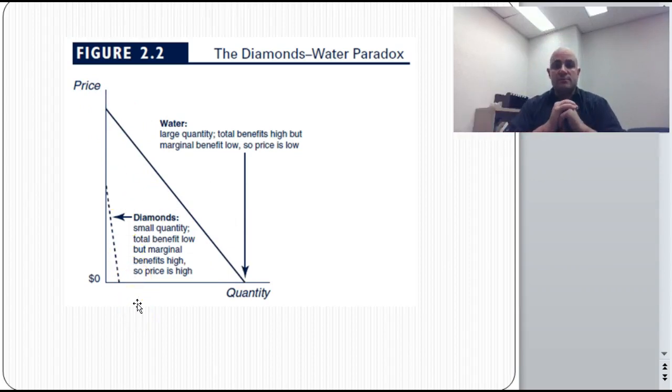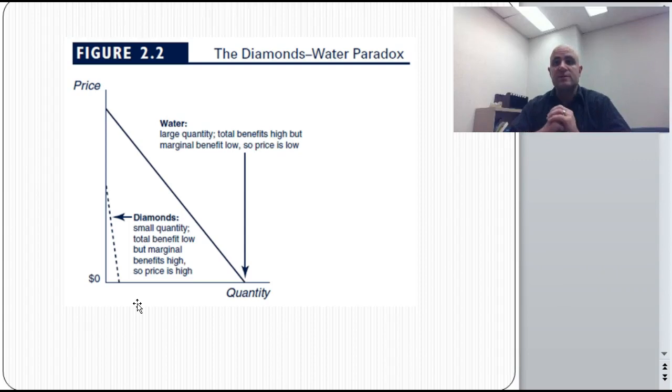Now with water, you get a lot of benefit from it. If you don't have water, you get sick, you can die, you need water. Okay. Diamonds, however, you don't get a lot of total benefit from it. If you have a diamond, it might be nice, but compared to water, you don't get nearly as much benefit. But then when you look at that, you pay a little amount for water and a high amount for diamonds. Well, why is that?